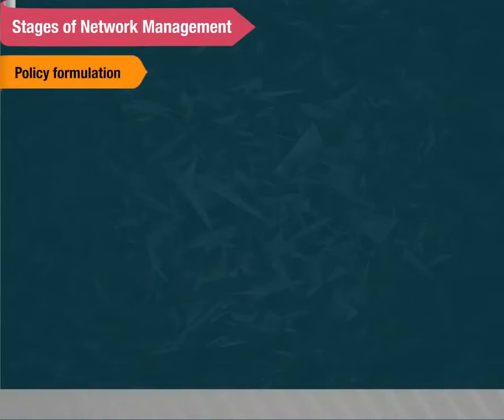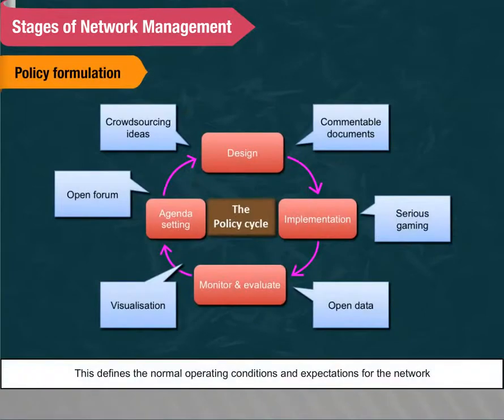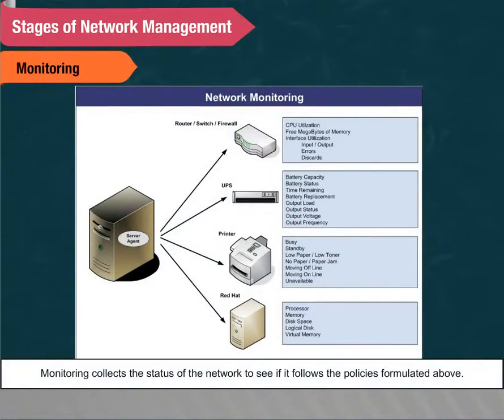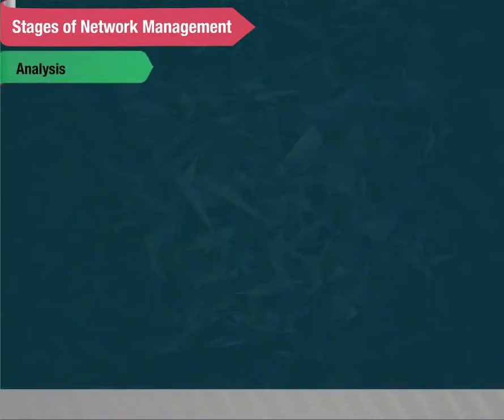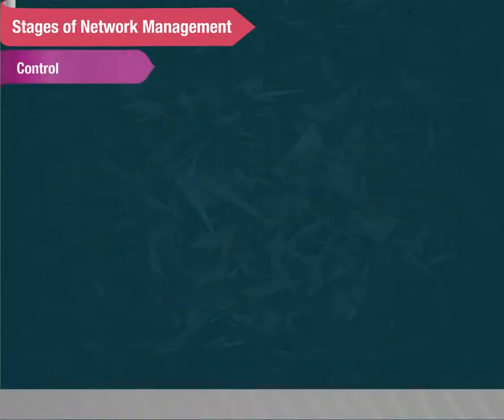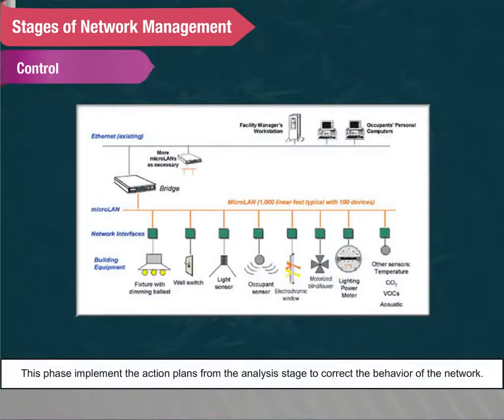Policy formulation. This defines the normal operating conditions and expectations for the network. Monitoring. Monitoring collects the status of the network to see if it follows the policies formulated above. Analysis. Analysis determines whether the network is operating correctly or not. If the network is not working properly, it determines the cause of the problem and finds what should be done to correct the situation. Control. This phase implements the action plans from the analysis stage to correct the behavior of the network.